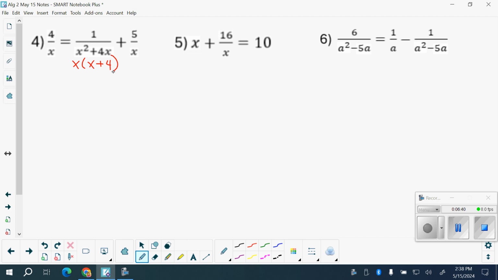We don't know what x is. So that could be 5. So then this would make this 9. So we would have to do the 5 times 9, 45. So we have to just multiply them together, the x and the x plus 4. So then the LCD is x times x plus 4. So what do we multiply the top and bottom of this one by? X plus 4.